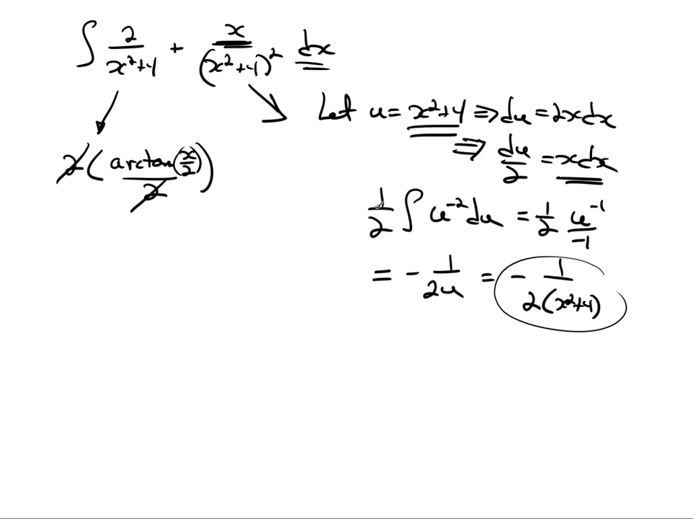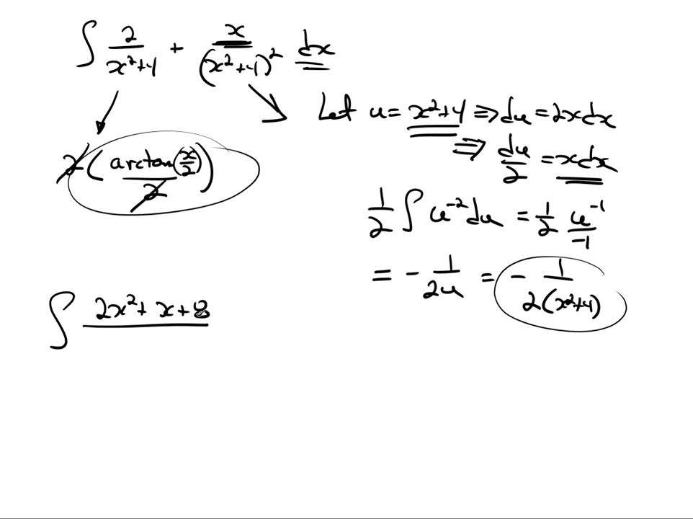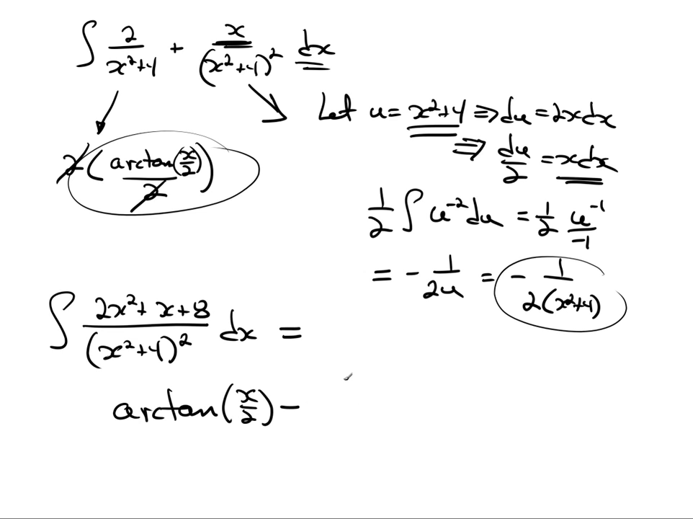So this is one of the parts, and this is another part. So my original problem was the integral of 2x squared plus x plus 8 over x squared plus 4 quantity squared dx, and that is equal to arctan of x over 2 minus 1 over 2 times x squared plus 4. Like I said, if you want to distribute that 2, knock yourself out, plus c.